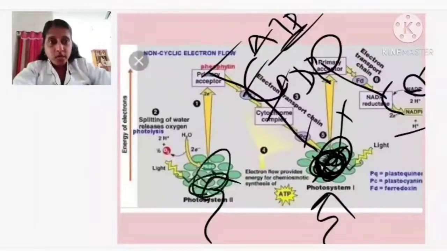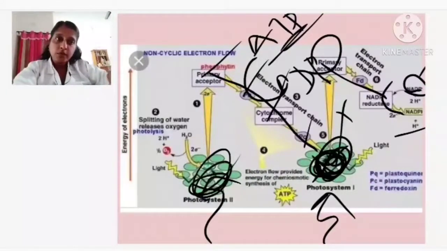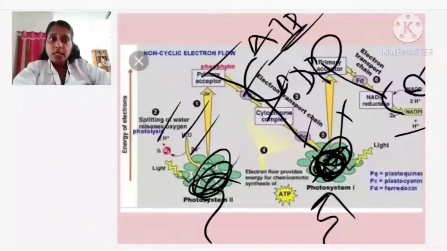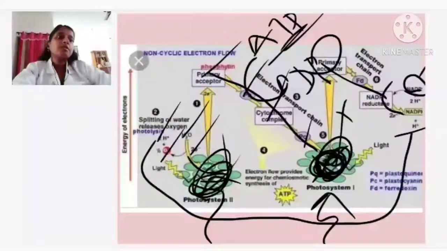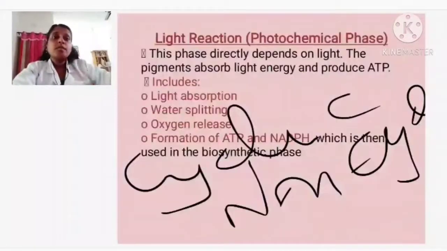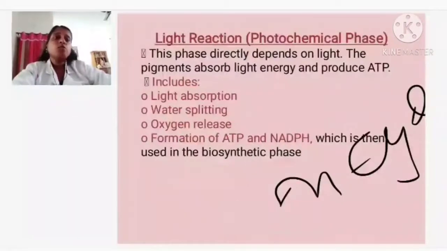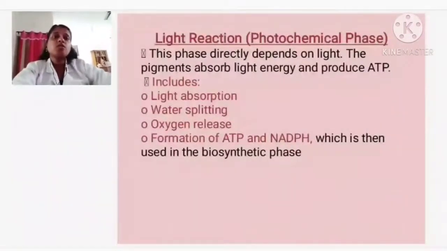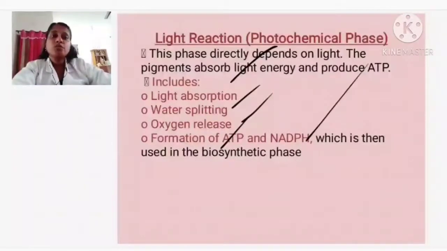Now here the electrons are less. Who is giving the electrons? The water. Water is splitting up into electrons, hydrogen and oxygen. Oxygen is released, electrons are taken by them, and the hydrogen is going and combining with this NADP to form what? NADPH2. Like this. What is the main aim of this light reaction? Light is absorbed, yes. Water is split, yes. Oxygen is released, yes. ATP and NADPH2 are formed.